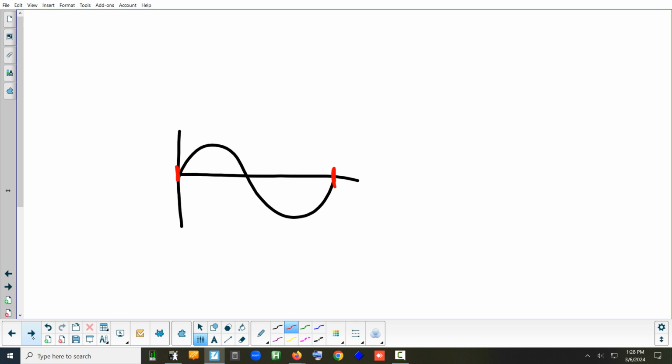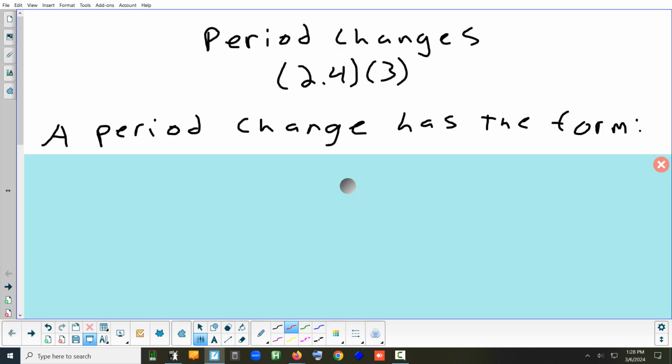When you stretch or compress a graph, what operation is it? Is it the multiplying or add subtract? Yes, it's always multiplying when you do some kind of stretch. And if it's going to be horizontal, is that inside the parentheses or outside? Inside. Yep, it's going to be inside.